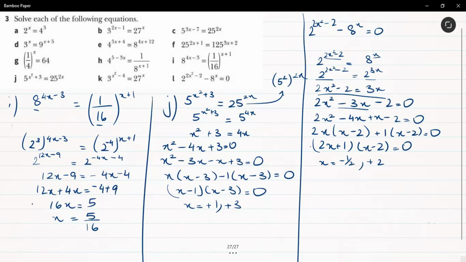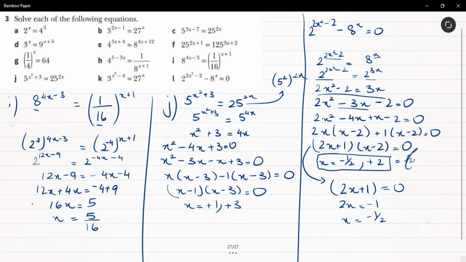For those of you who are wondering how we got this negative 1 over 2, by the way, you shouldn't think like that if you're a math student, but I'll solve it for you. So we say that 2x plus 1 is equal to 0. We get 2x is equal to negative 1, x is equal to negative 1 over 2. And that's how we got this value of x. Negative 1 over 2 and positive 2. This is the actual answer for part L. Okay, so this is it for today.